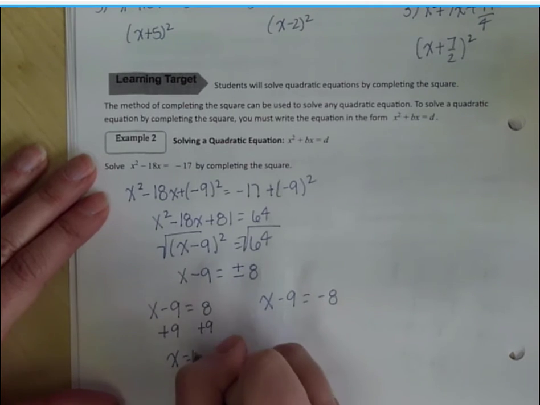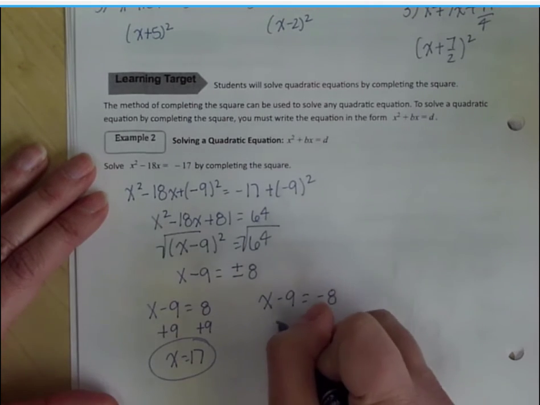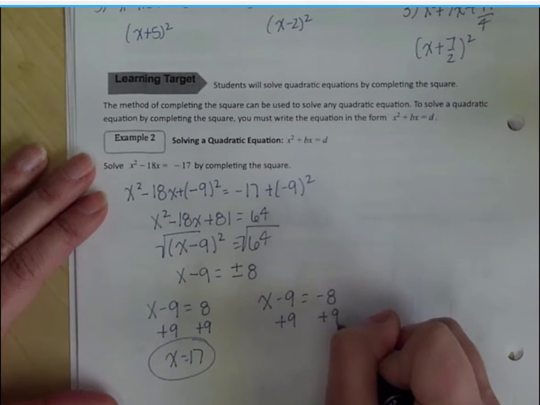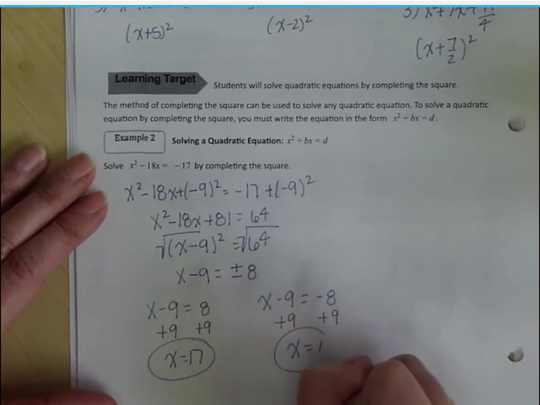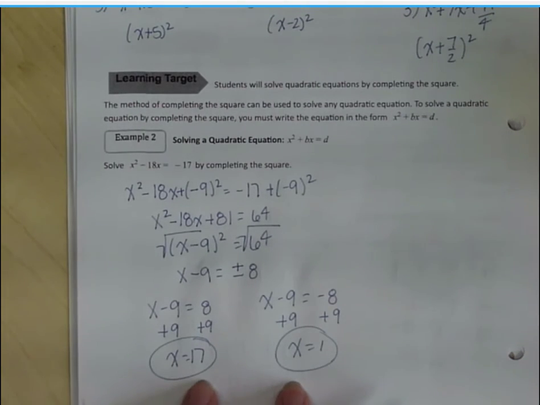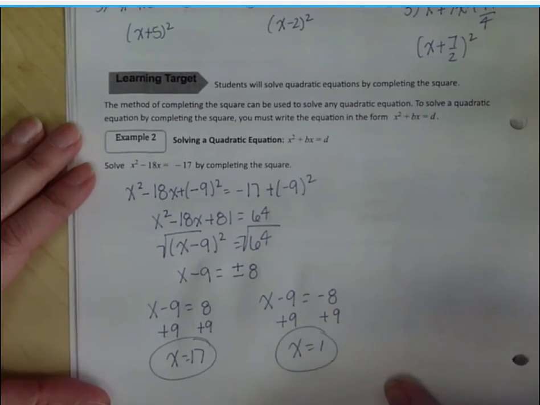So one of my solutions is x equals 17. Add 9 to both sides here, x equals 1. So my solutions here are x equals 17 and x equals 1.